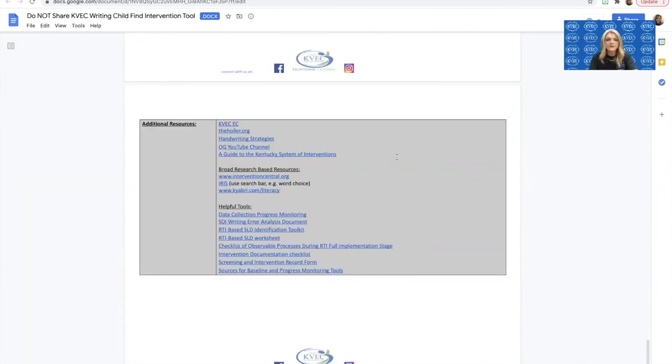Let's look at some additional resources that we have for you. Here are some evidence-based resources that you can use for your classroom instruction. And also these links at the bottom are helpful tools that you may be able to use in your classroom to help with your record keeping, organization, and some guidance with helping you through this intervention process.